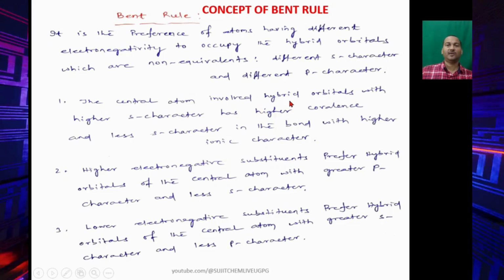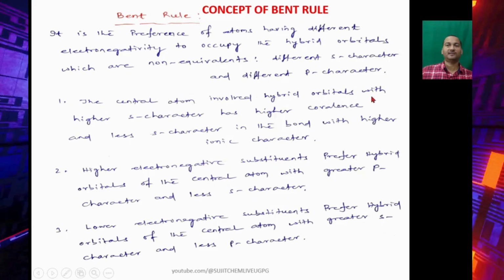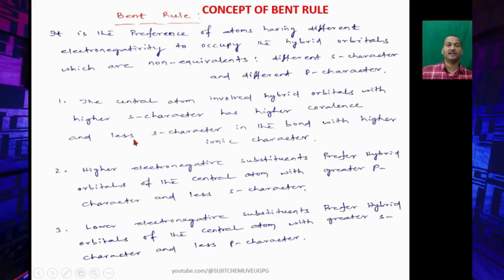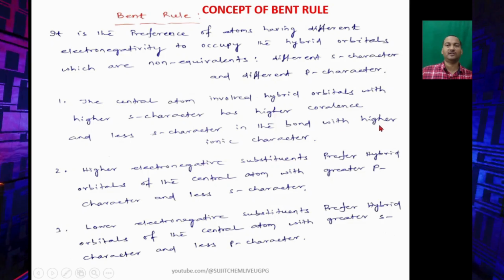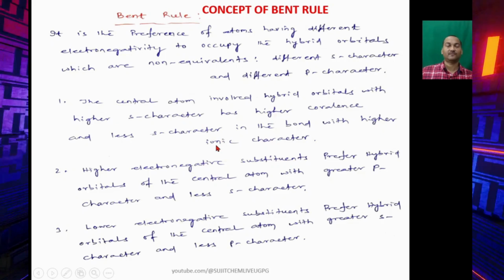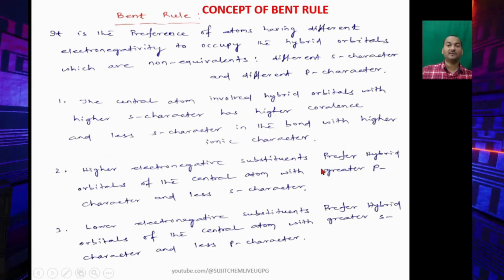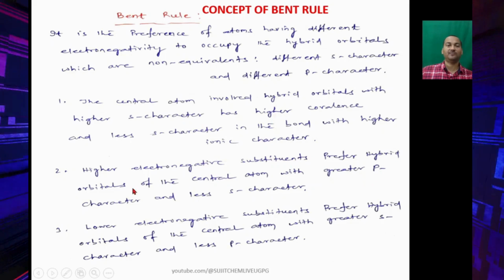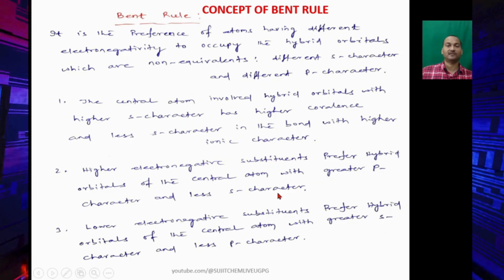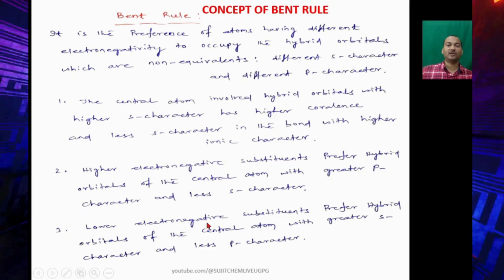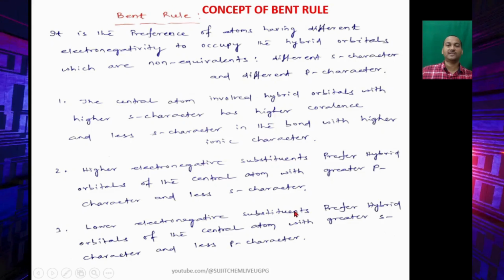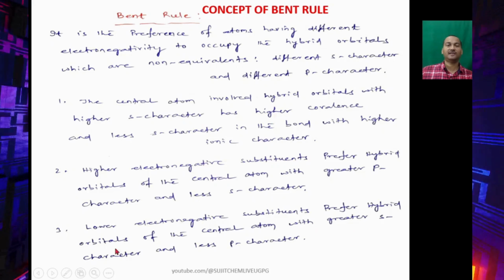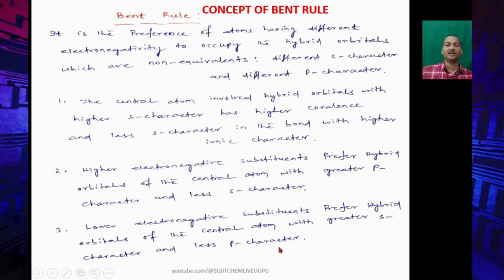The central atom involved in hybrid orbitals with higher s character has higher covalence, and less s character in the bond with higher ionic character. So higher electronegative substituents prefer hybrid orbitals of the central atom with greater p character and less s character. Similarly, lower electronegative substituents prefer hybrid orbitals of the central atom with greater s character and less p character.